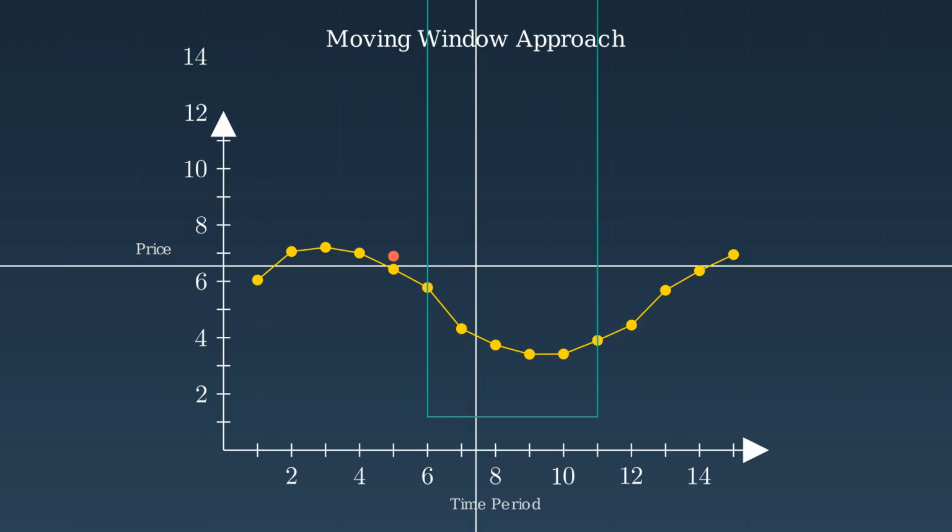As time progresses, our window shifts forward, covering periods 6 through 10, and then periods 11 through 15. For each window, we calculate a regression line using the least squares method, and the LSMA value is the endpoint of this regression line, representing the fitted value for the most recent period. By connecting these LSMA values, we create the least squares moving average line.